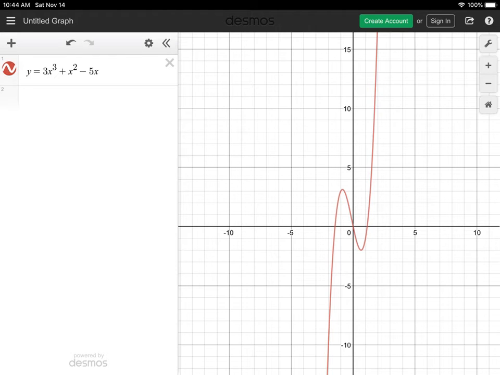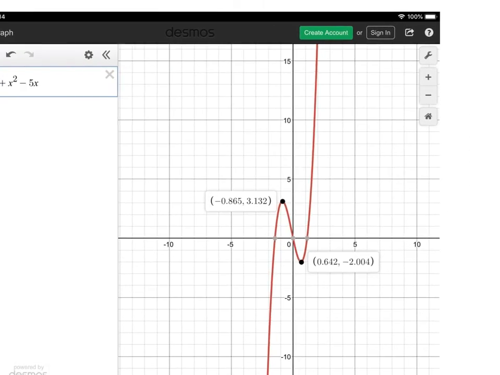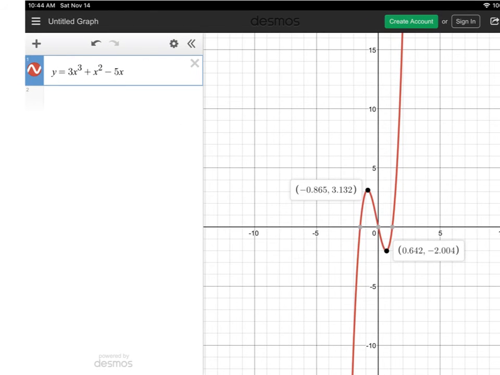So on that example you try, here is your graph. Find the relative min and max. So hopefully you have a relative min of negative 2.004 when x is 0.642. And you have a relative max of 3.132 when x is negative 0.87.